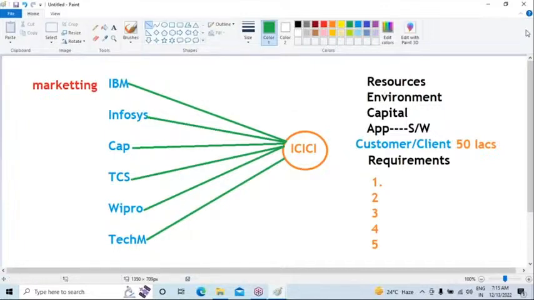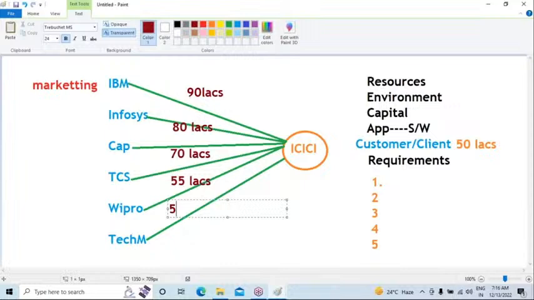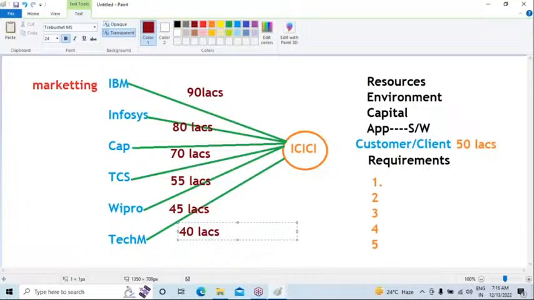Once we give the request to the company, the company people will give a quotation back to the customer. To develop this project, IBM will charge like 90 lakhs. Infosys will charge like 80 lakhs. Capgemini will charge like 70 lakhs. TCS will charge like 55 lakhs. Wipro will charge like 45 lakhs. And Tech Mahindra will charge like 40 lakhs for developing it.